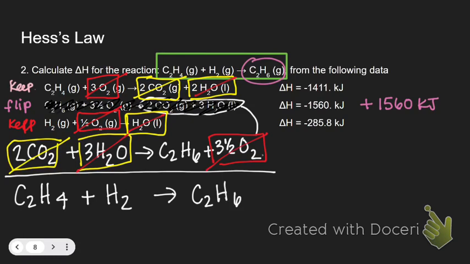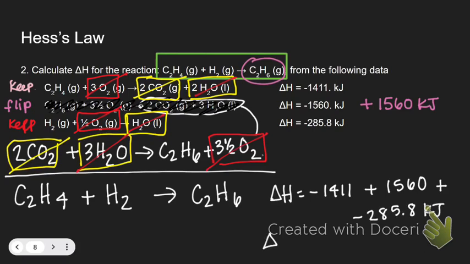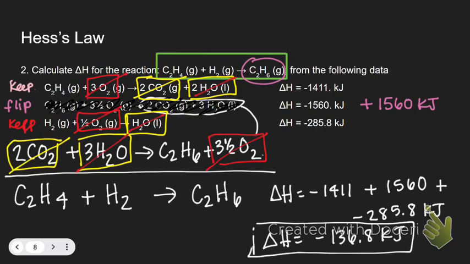And when we get the final sum, we're going to add up everything that we did based on the changes that we made. So since I didn't manipulate the first and third intermediate reactions, all I did was change the second one. We would just add up everything. So it'd be negative 1411 plus 1560 plus negative 285.8 kilojoules. So my total change in enthalpy for this reaction is negative 136.8 kilojoules. And that is how we use Hess's law.